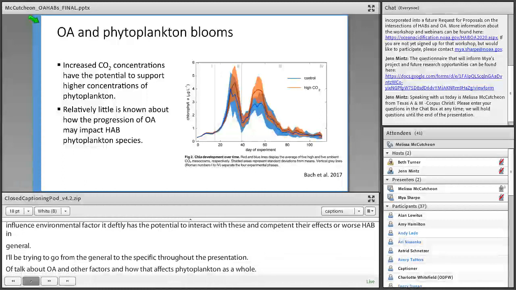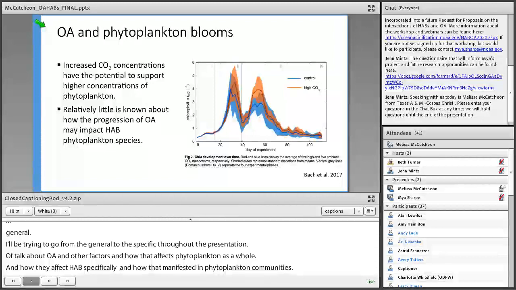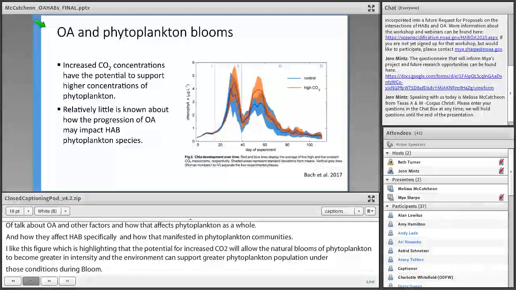So I like this figure, which is highlighting that the potential for increased CO2 will allow natural cyclical blooms of phytoplankton to become greater in intensity, and the environment can support greater phytoplankton populations under those conditions during bloom. But, again, relatively little is known specifically for HAB species, what will happen.